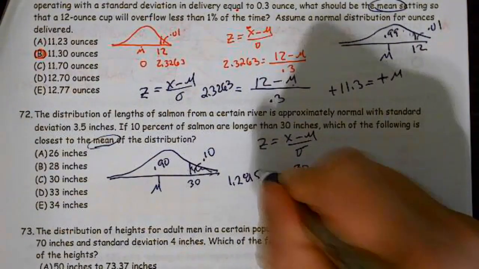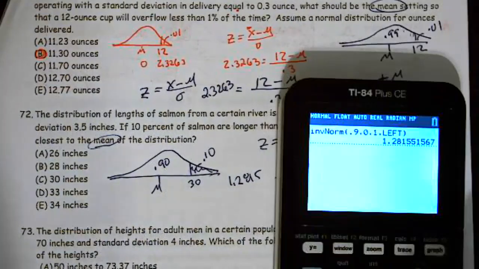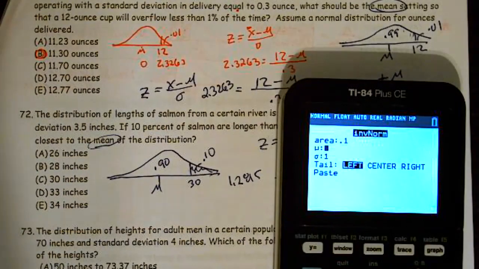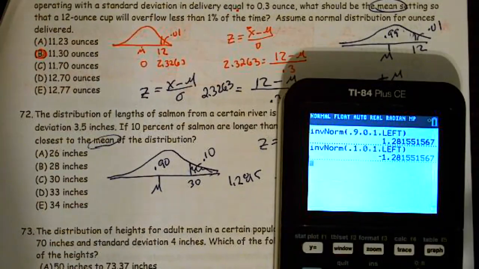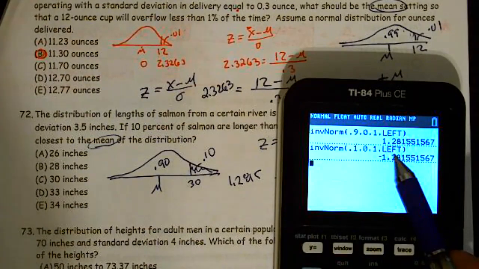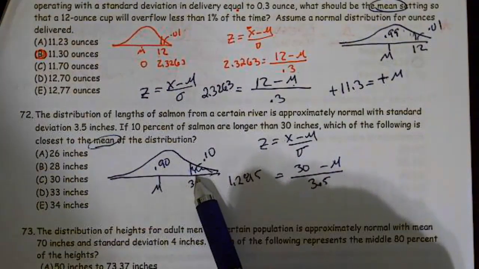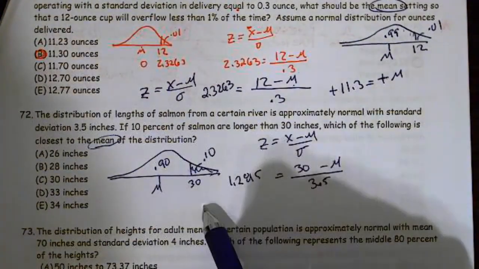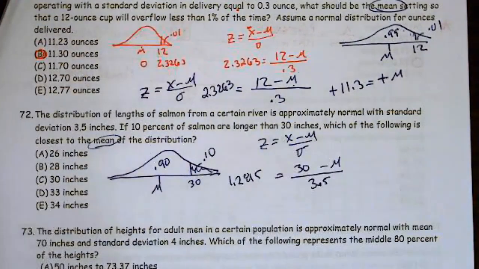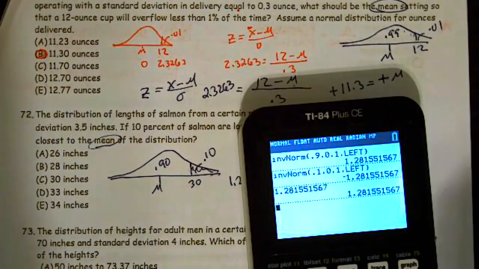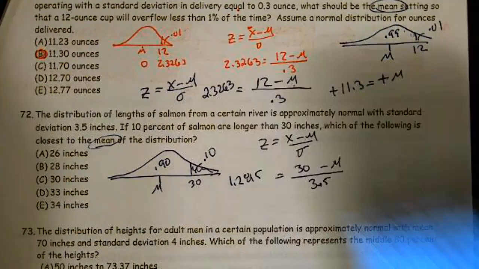What happens if I would have messed up? All right, second VARS inverse norm, and I use 0.1. Well, remember, the normal curve is symmetric, so I get negative 1.28. If I've drawn this up, I sit there and go, oh, it can't be negative because I'm above the mean. It has to be positive. So 1.28 is supposed to be our answer for our z-score.